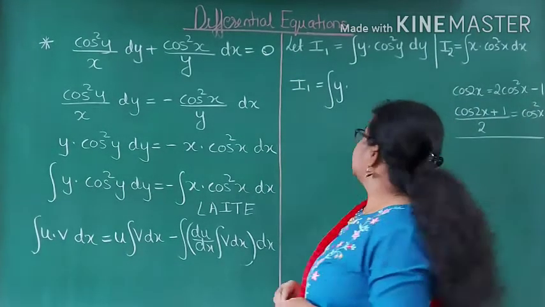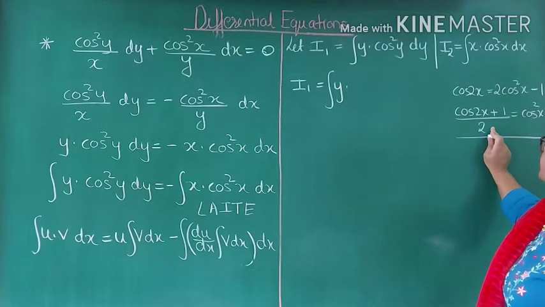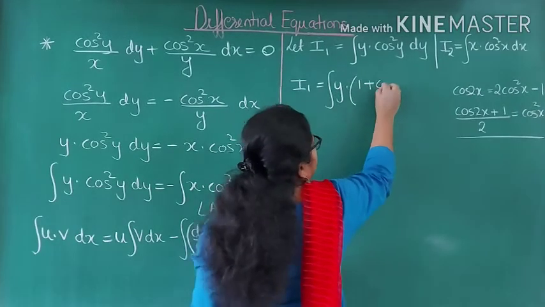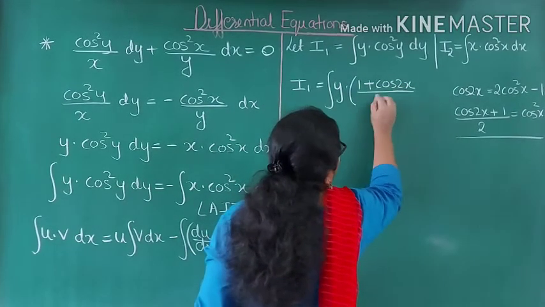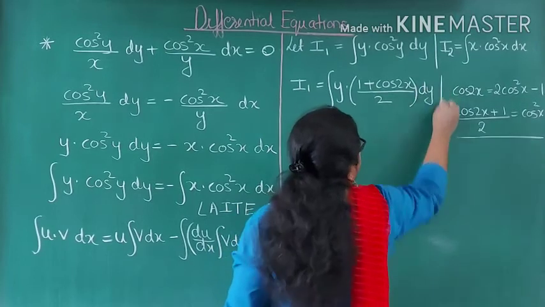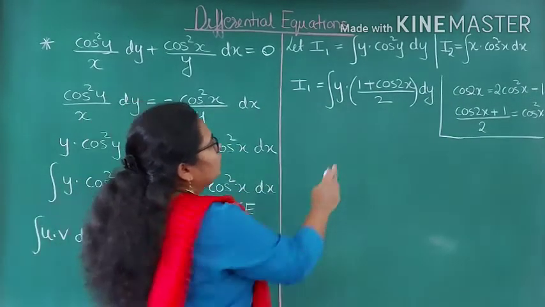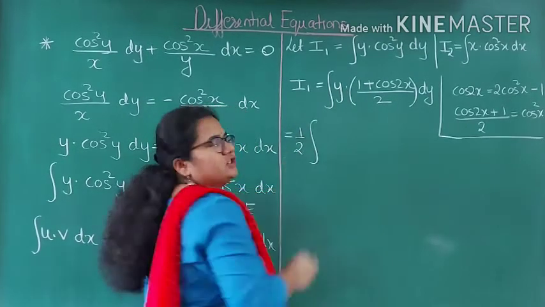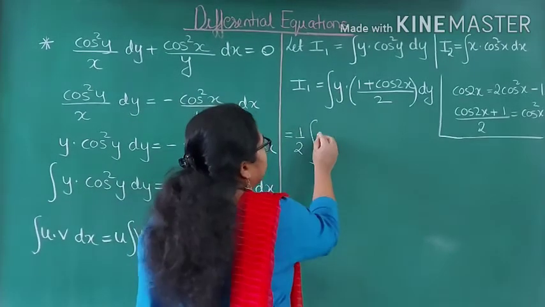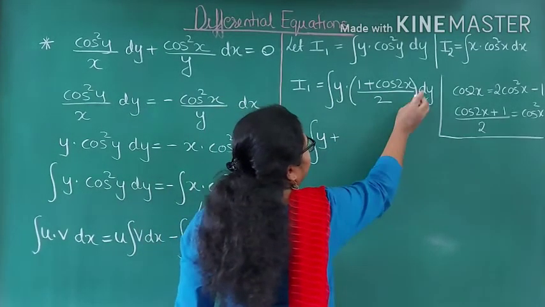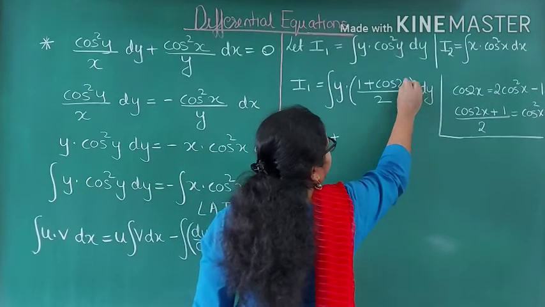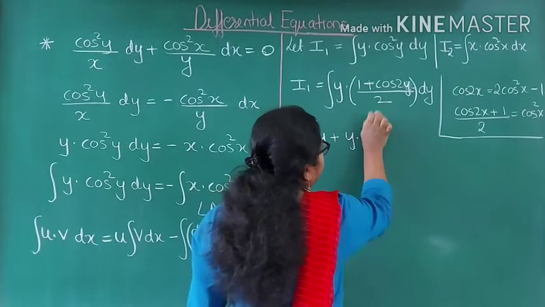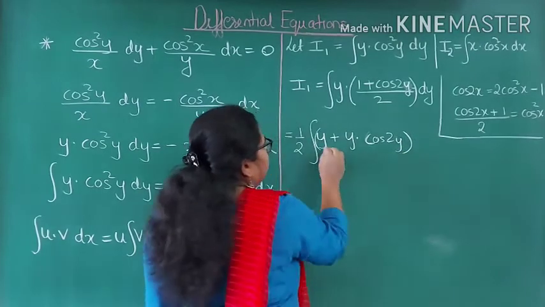This we have already studied. So I am going to use this formula in place of cos square y. So this will become integration of y into 1 plus cos 2y upon 2 into dy. Now, 2 is a constant, so I can write 1 by 2 outside the integration. Integration of y into 1 is y, plus y into cos 2y, so y into cos 2y dy.